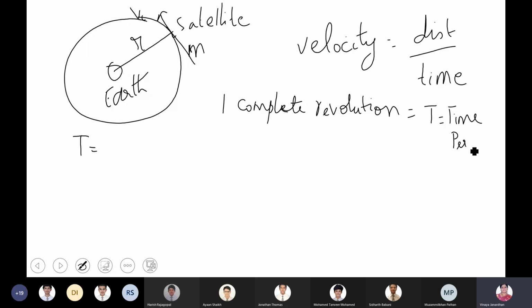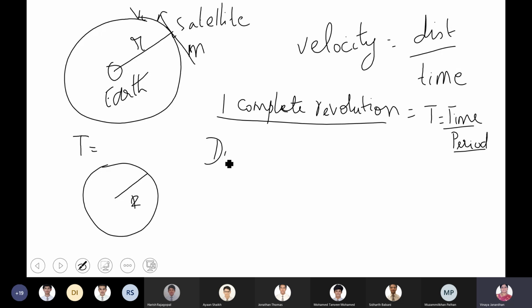What will be the distance traveled in one complete revolution? Suppose you take it as a circular orbit. If you take a circular orbit, what will be the distance traveled? Not in terms of angle, but the circumference. What will be the circumference? 2 pi r. So distance in one complete revolution, with time taken as the time period, will be equal to 2 pi r.